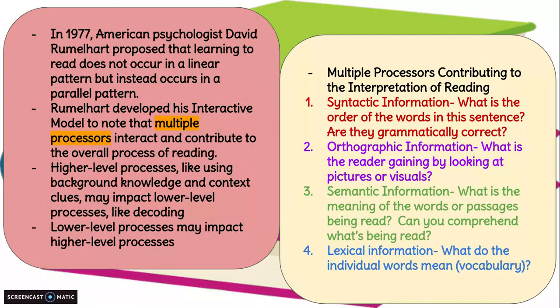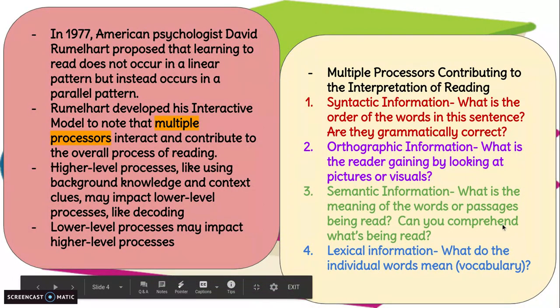Another process in the interpretation of reading according to this approach is the lexical information. That is looking at what the individual words mean, and then the semantic information, that process, the reader notes the meaning of the words or passages being read. So I kind of believe that that's the overall comprehension of what's being read. So according to Rumelhart, those are the 4 processes that simultaneously work together in the interactive balanced approach.